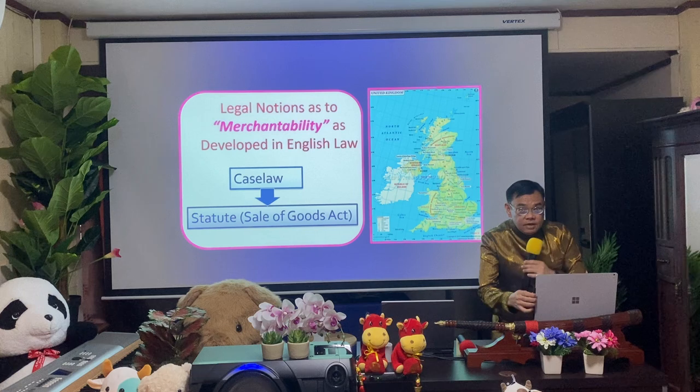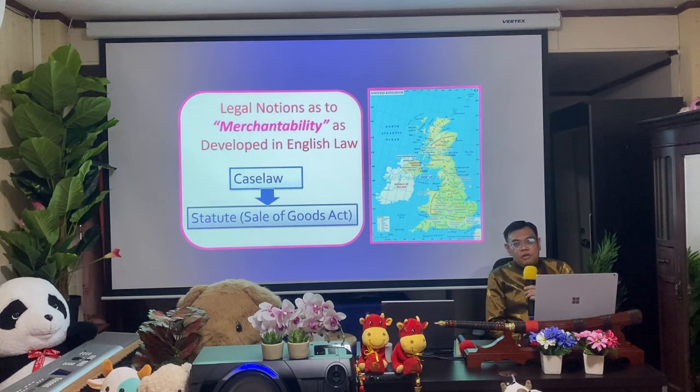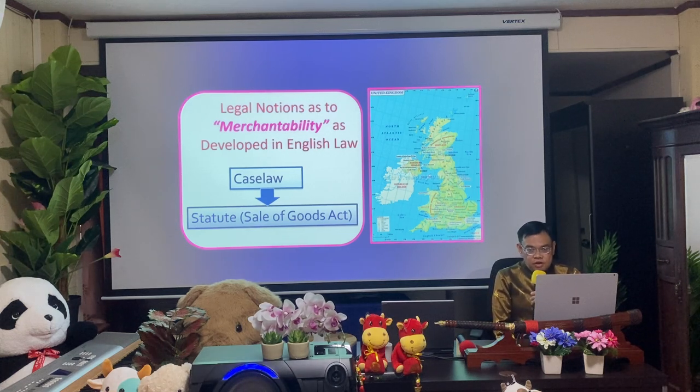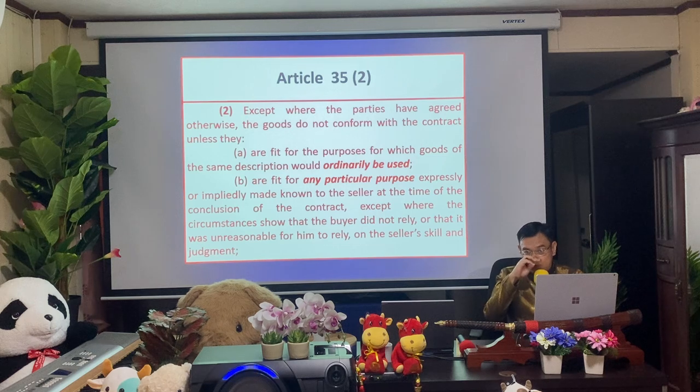So again, the session today is a session on the CISG, the UN Convention on Contracts for the International Sale of Goods. Over the past weeks we have covered so many things. Last week we talked about the obligation of the seller to deliver the goods, that is, the obligation to make sure that the goods conform with the contract. We spent a lot of time last week talking about the conformity of the goods.